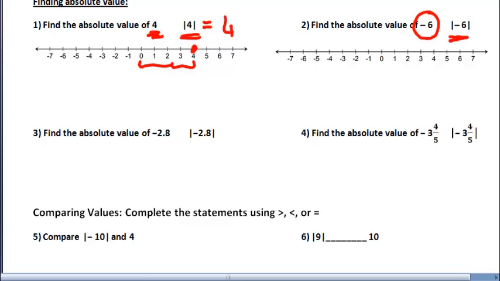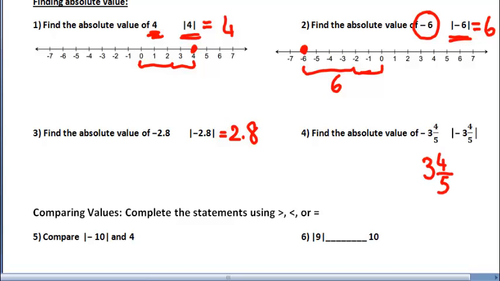In this case, what's the absolute value of a -6? So if you look here, that's how we write it. So that's where the -6 is. What's the distance between the 0 and the 6? It is 6. So the absolute value of -6 is a positive 6. Similarly, the absolute value of a -2.8 is 2.8. Absolute value of -3 and 4/5 is 3 and 4/5.